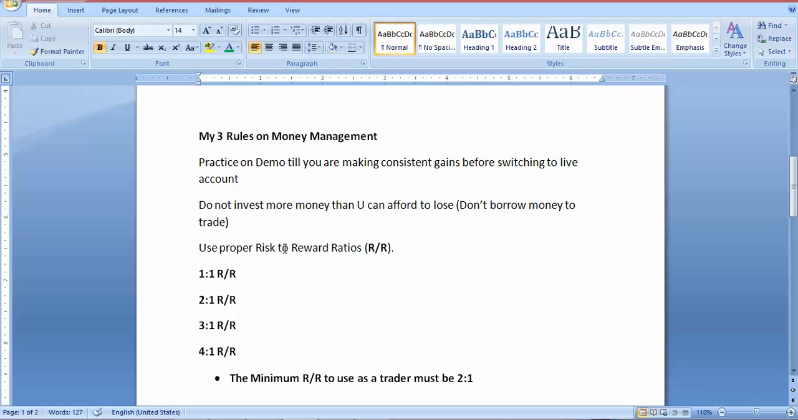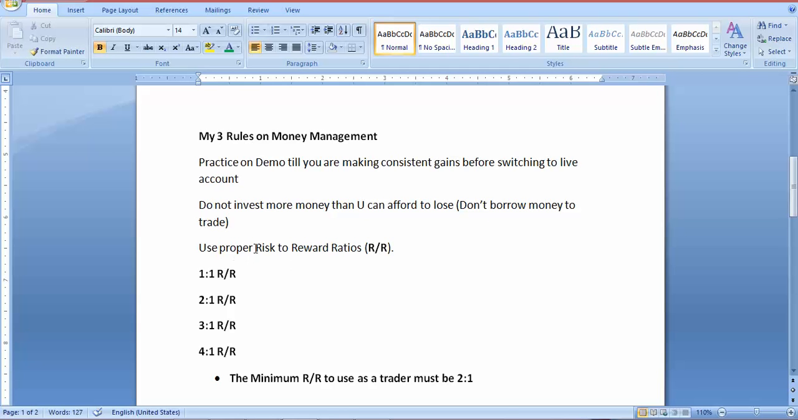But you could also start with $100. And please don't borrow money to trade. Very, very important. Don't borrow money to trade. It has happened to me before, and man, it was some experience. So it is something that I would tell you.